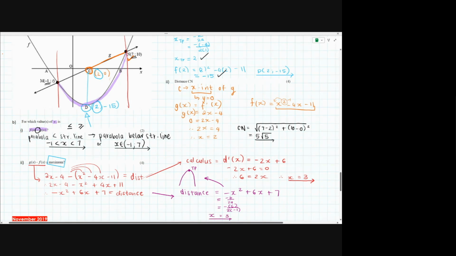Exactly the same answer. So how you choose to do it is completely up to you. Personally, I'd probably go calculus route just because I do think it's slightly easier. However, it doesn't matter. Both of these will give you the full 4 marks. It doesn't matter what you choose to use. And so as long as you understand what you're doing or you've made a choice based on your preference, you do you.